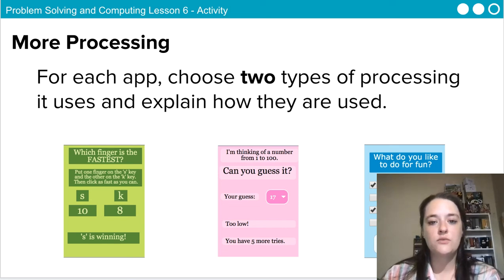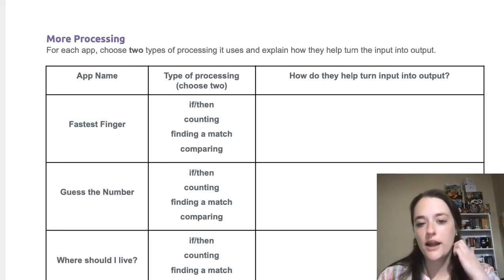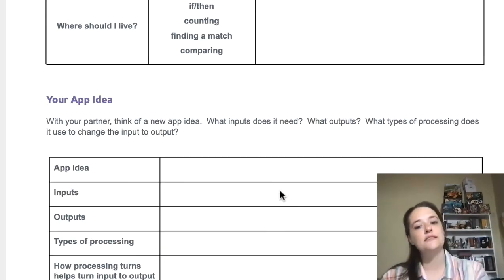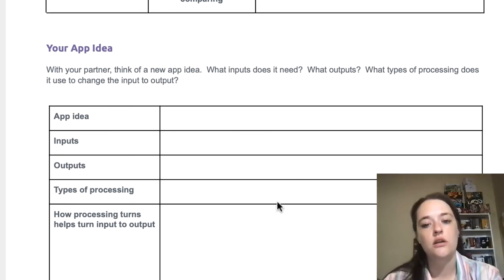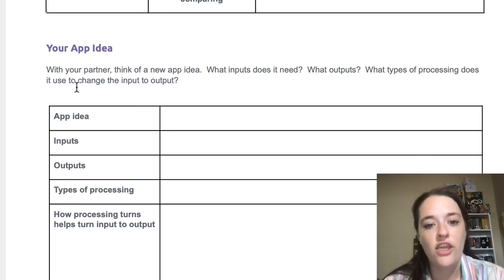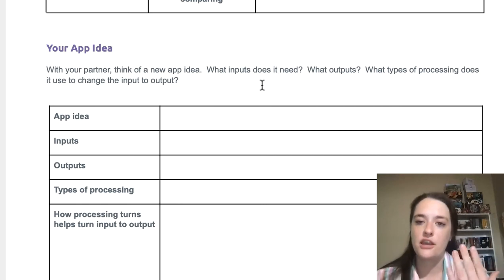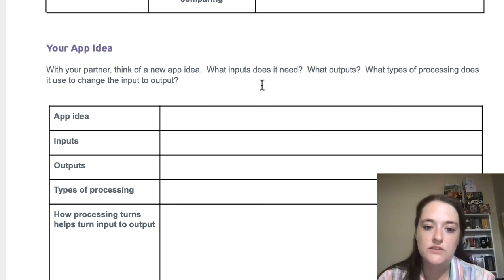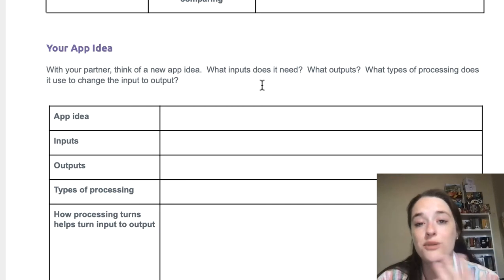Now that you're done with bubbles 6, 7, and 8, you're going to think about your app, okay? And this is also on your activity guide. Think of a new app idea. You can think about this idea with somebody else in this class, with a friend, or somebody at home, or by yourself. It really doesn't matter. What inputs does this new app need? What are the outputs? What types of processing does it use to change the input into the output?